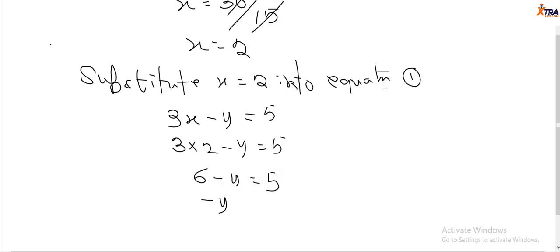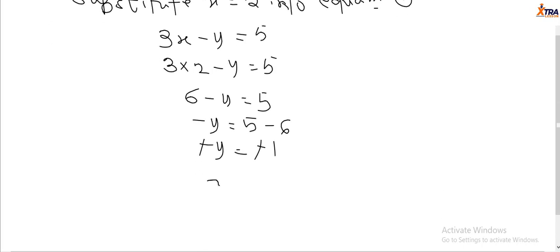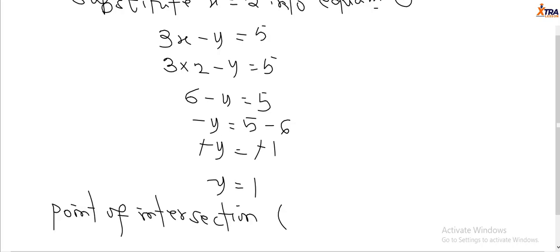Then we have minus y equals 5 minus 6. Minus y equals minus 1. Minus to cancel minus, we have y equals 1. So the point of intersection is at x equals 2 and y equals 1.